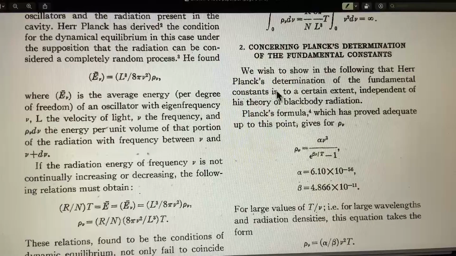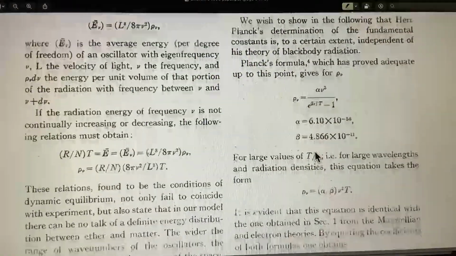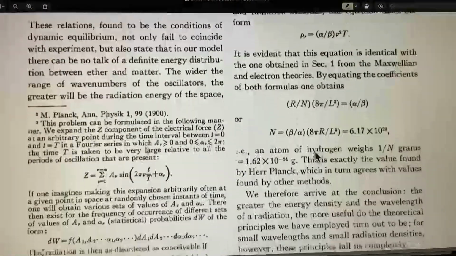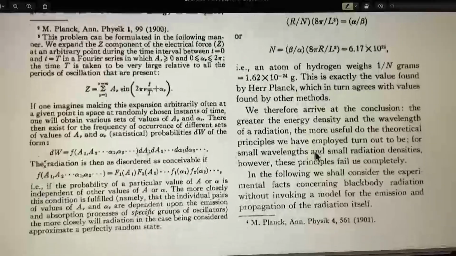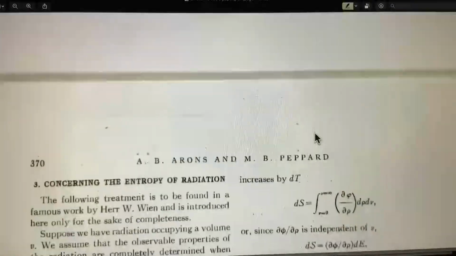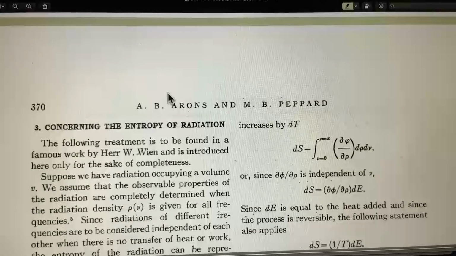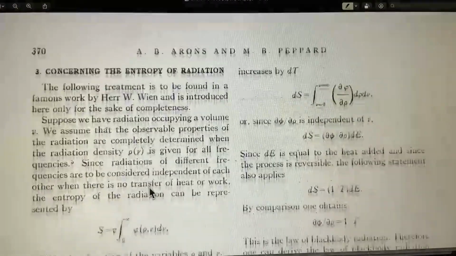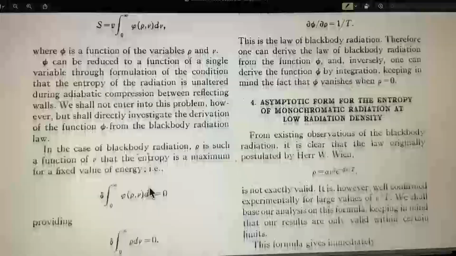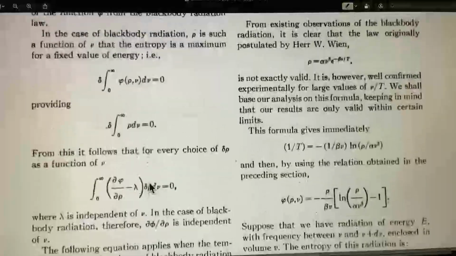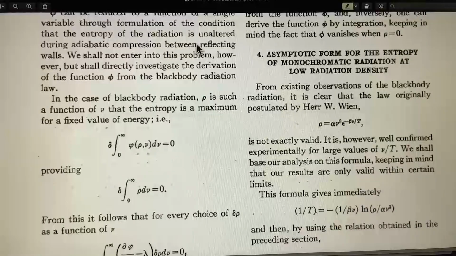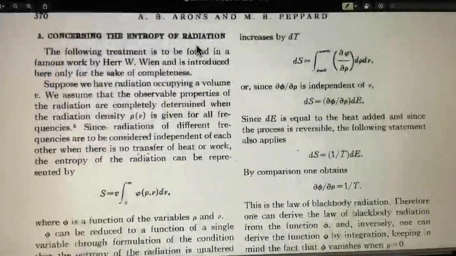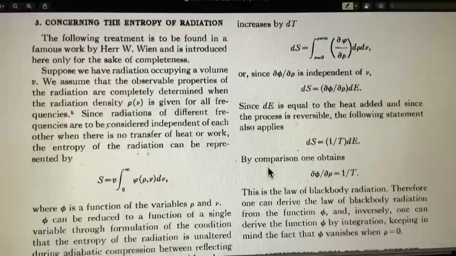So he uses this Planck's radiation formula, and then shows that okay, it matches well with the experiments, but in certain regions it may not, and so on. So he talks of that radiation formula. Then he says that concerning the entropy of radiation. So now that he's talking of entropy, thermodynamics of radiation, and for that he is deriving some expression. All right, so he is deriving some kind of expression here, developing that entropy.